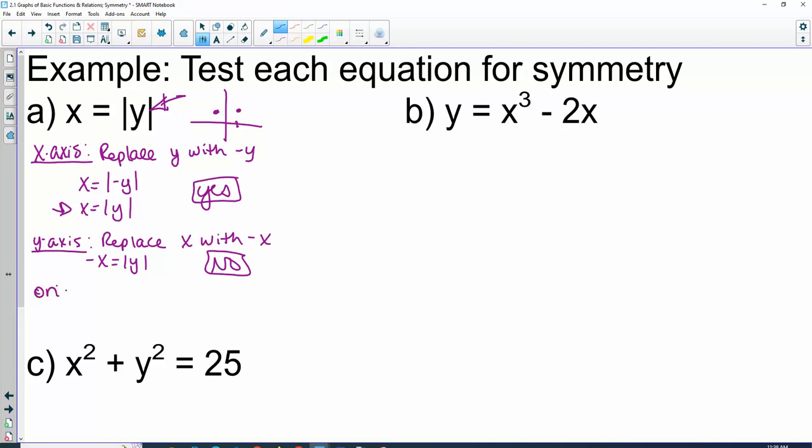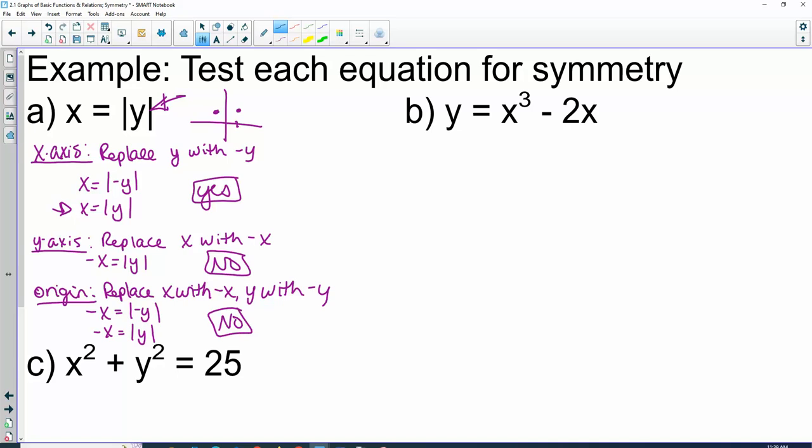For origin, we have to do both. So we replace x with negative x, y with negative y. Because it's two flips, both x and y change sign. And I'm trying to see, can I turn this back into my original? Okay, I can't do anything about my x. When I do the absolute value of negative y, that's the positive. But again, is this what I started with? No.